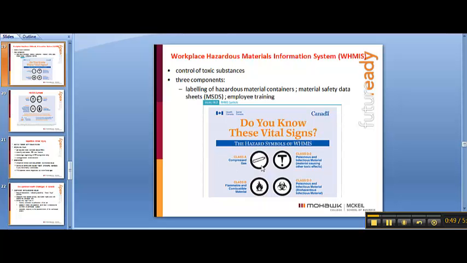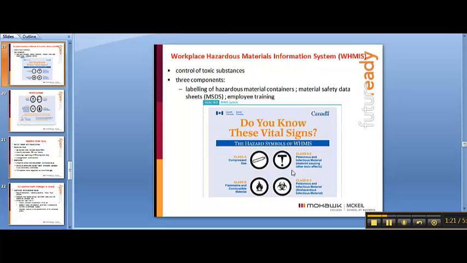What we need to do is recognize some of these symbols, because these symbols are pasted or glued onto some of the materials in our work environment. So we need to know that they're trying to tell us that it's toxic and hazardous, right? Three of the components of a Workplace Hazardous Material Information System are labeling hazardous material containers, using material safety data sheets, and training employees.